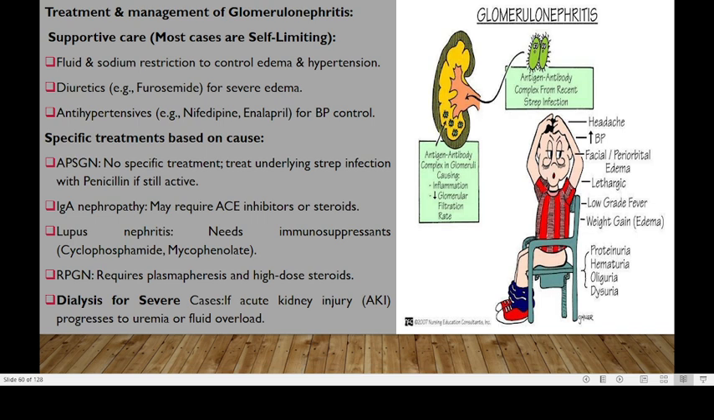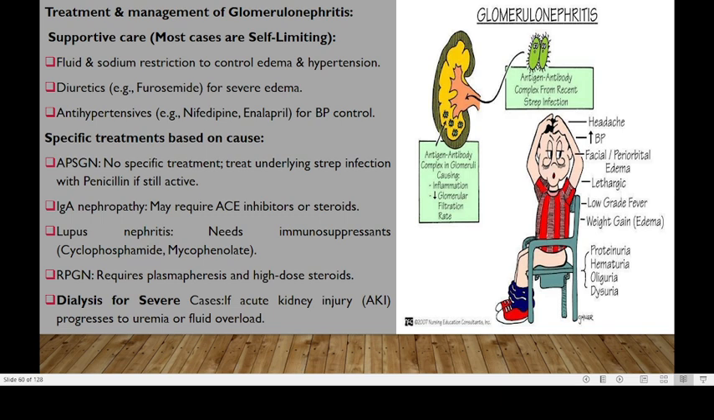In terms of treatment and management of glomerulonephritis, we have supportive care. In most cases, they are self-limiting. So we could do fluid and sodium restriction to control edema and hypertension. Could also use diuretics like Lasix for severe edema. Antihypertensives like the calcium channel blocker nifedipine or the angiotensin converting enzyme inhibitor enalapril just to control the blood pressure.